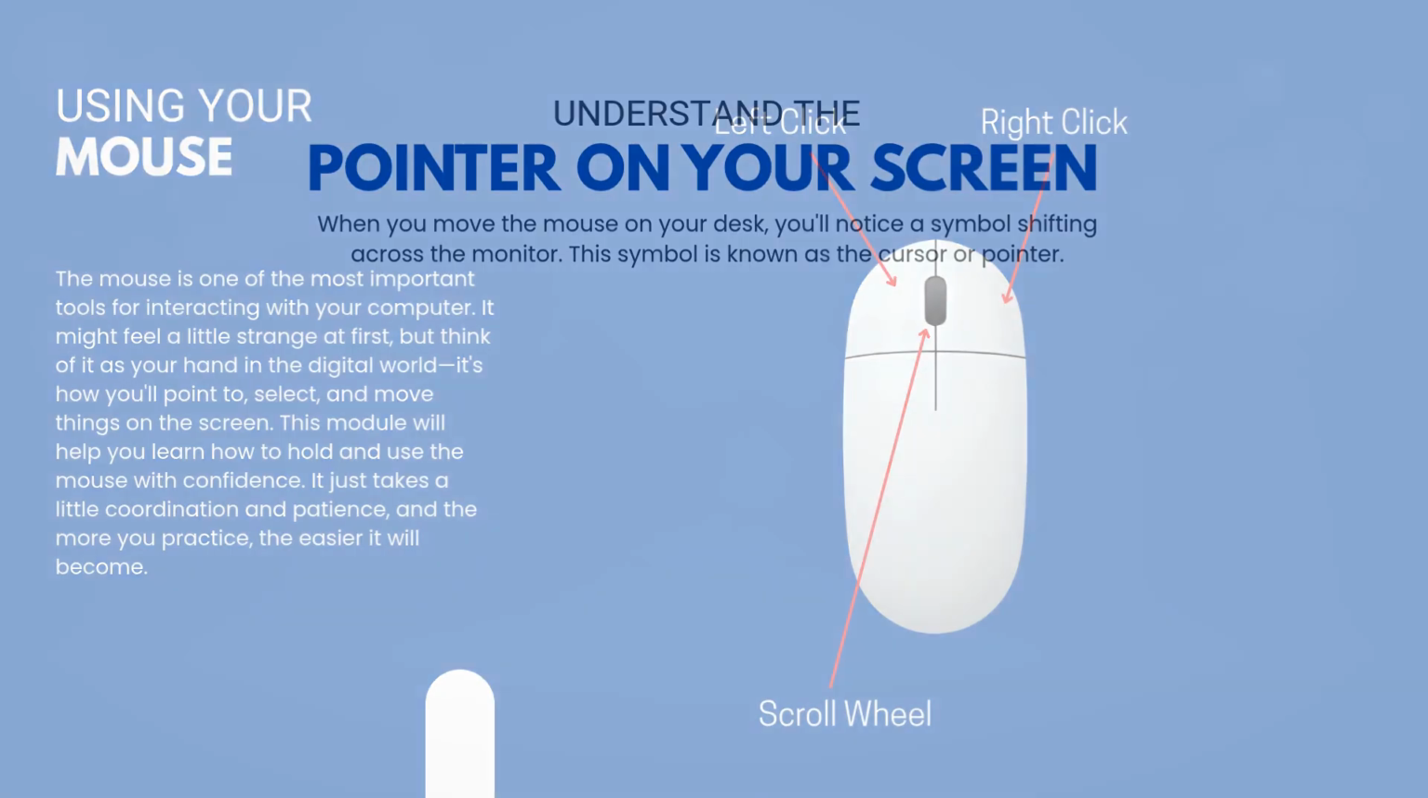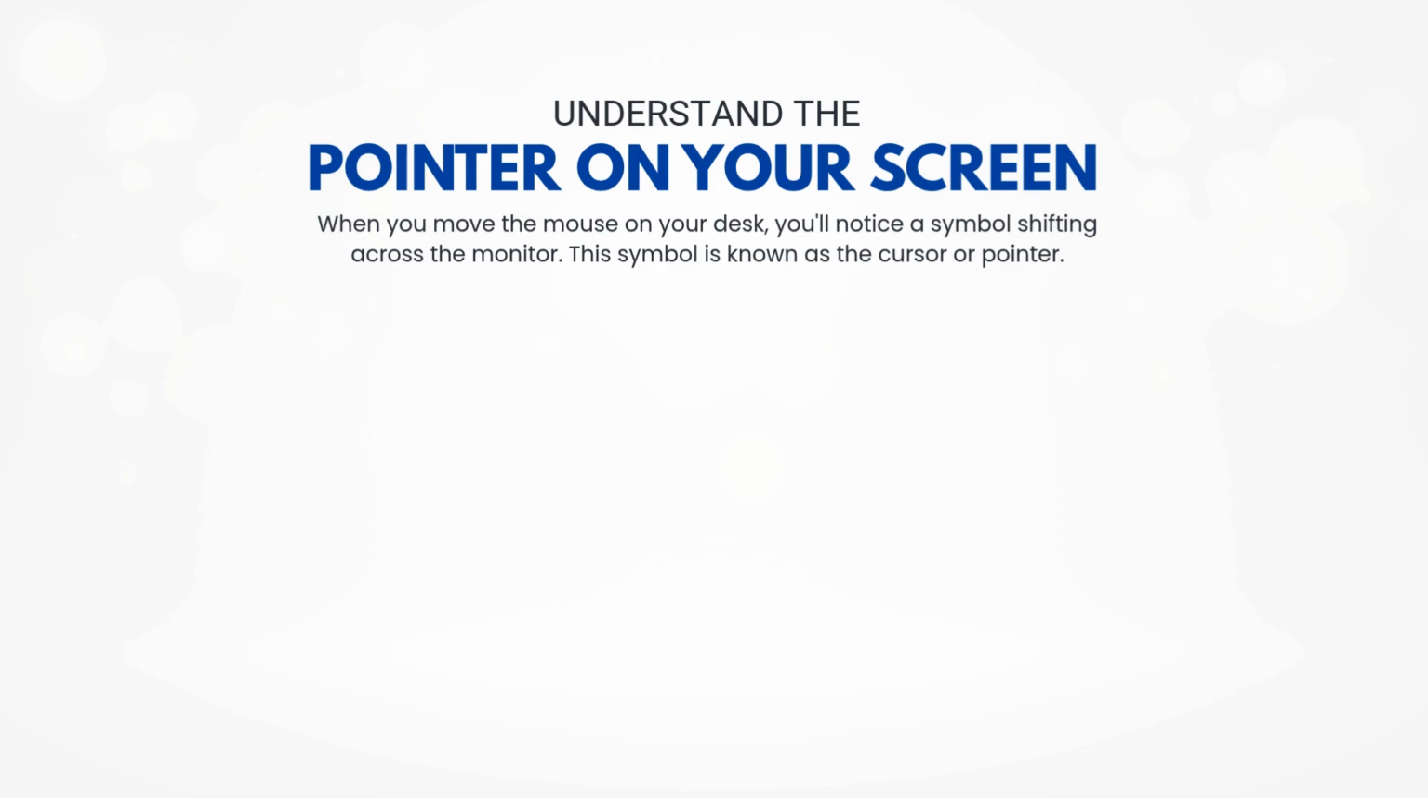The pointer on your screen. When you move the mouse on your desk, you'll see a symbol moving around on the monitor. This is called the cursor or pointer. It mimics the movement of your hand and shows you where you are on the screen. The pointer can change shape depending on what it's hovering over, which gives you clues about what you can do.